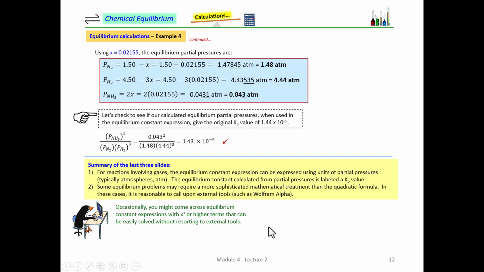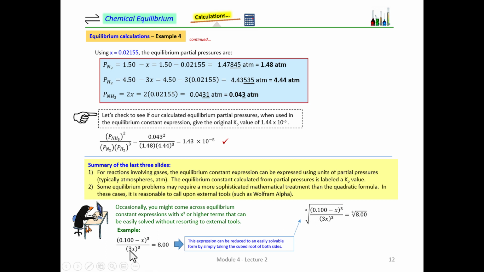Now, occasionally, you might come across equilibrium constant expressions with x cubed or higher terms that can be easily solved without resorting to external tools. In other words, sometimes you see a situation that the quadratic can't be used for, but you don't need to use any external tools. Here's an example. Let's suppose you had an expression that looked like this as a result of one of these calculations. You look at this and you say, well, there's going to be x cubed values in here. I'm going to freak out, or I'm going to have to use something to help me solve this. Well, here you can see, if you look at it for just a second, that you can get out of this by taking the cube root of both sides. And if you do that, you'd get an expression. Here I'm taking the cube root of everything on the left and the cube root of 8 on the right. I'd simply get (0.100 minus x) over 3x equals 2, and then I could solve for x just using simple algebra.